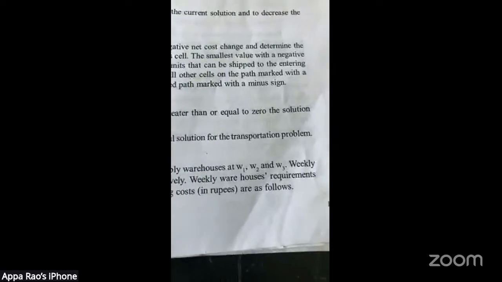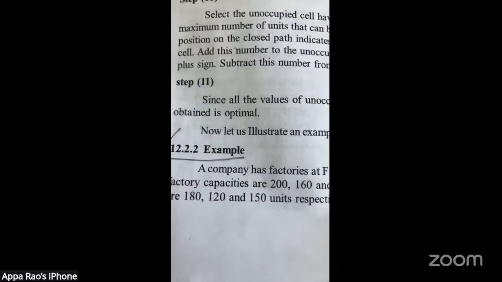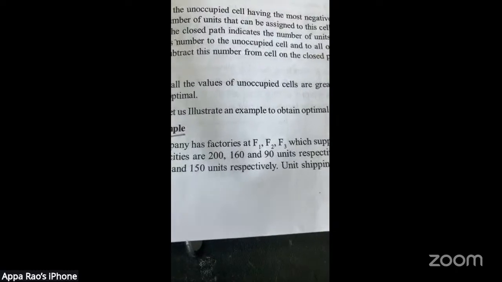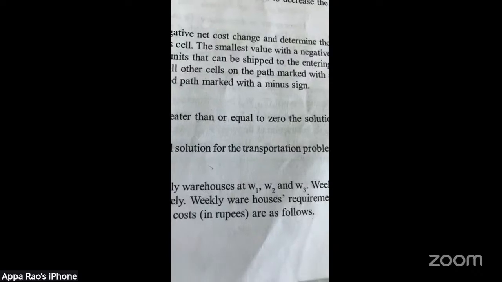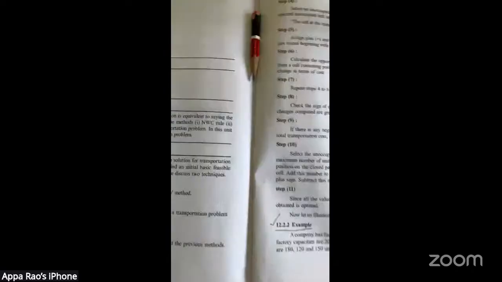A company has factories F1, F2, F3, which supply warehouses W1, W2, and W3 weekly. Weekly factory capacities are 200, 160, and 90 units respectively. Weekly warehouse requirements are 180, 120, 150 units. The unit shipping costs are as follows.